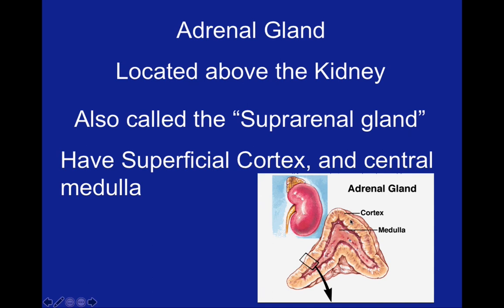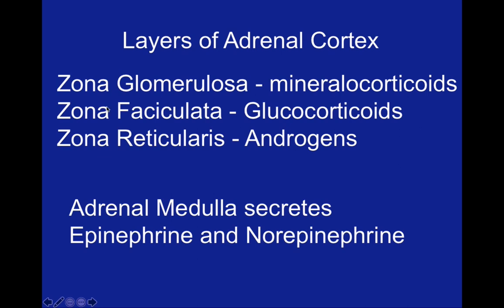We're going to see that the cortex actually has three other layers that can be found within it: the zona glomerulosa, the zona fasciculata, and the zona reticularis. These three layers are organized from superficial to deep. The zona glomerulosa is the most superficial layer, and the zona reticularis is the deepest layer of the adrenal cortex that will contact the adrenal medulla.